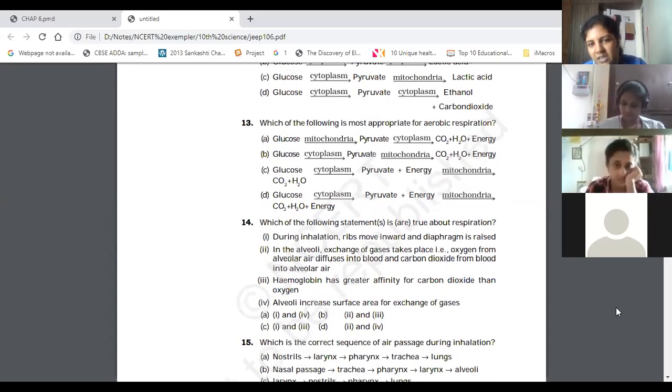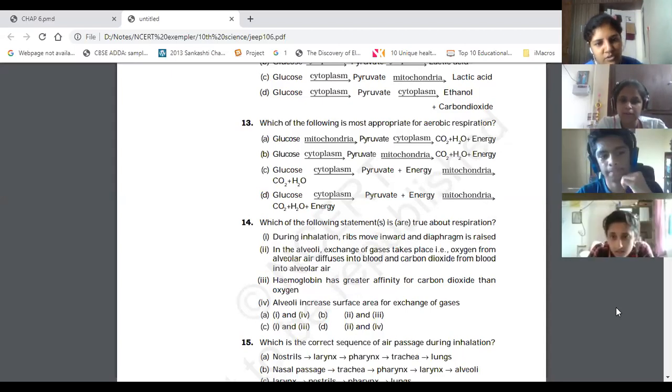Which of the following statements are true about respiration? During inhalation, ribs move inward and diaphragm is raised. In the alveoli, exchange of gases takes place, that is, oxygen from alveolar air diffuses into blood and carbon dioxide from blood into alveolar air. Hemoglobin has greater affinity for carbon dioxide than oxygen. And alveoli increase surface area for exchange of gases. Option D: second and fourth are right. The first one is wrong. The diaphragm moves downwards for inhalation.